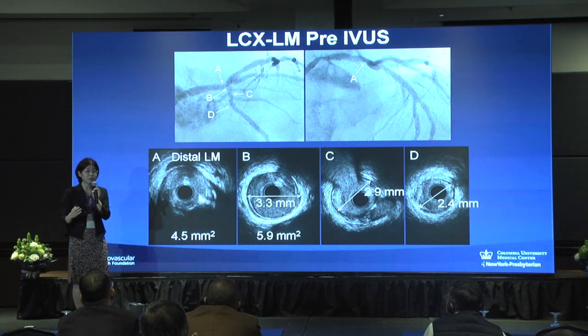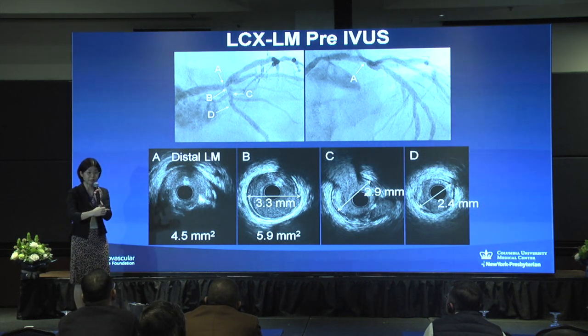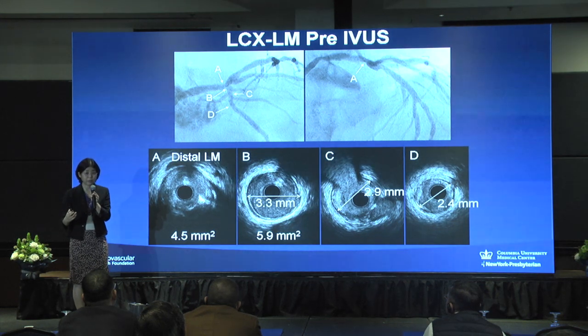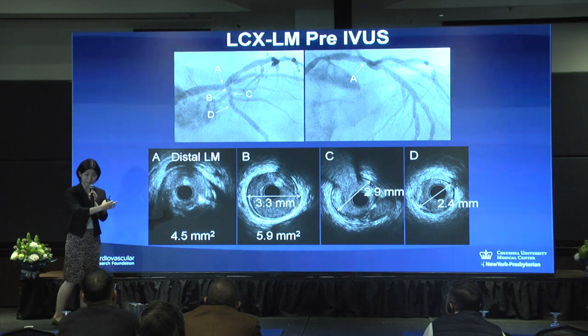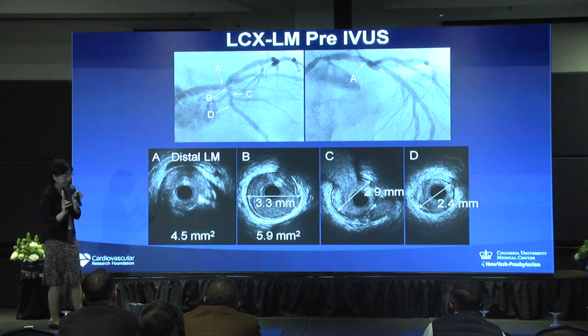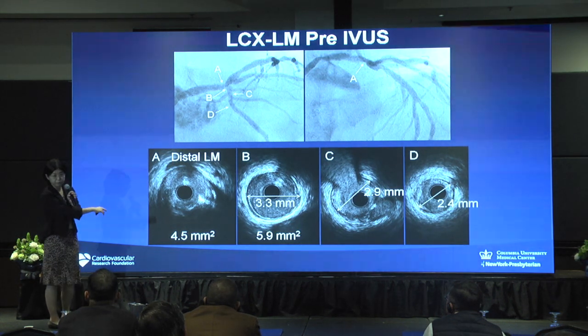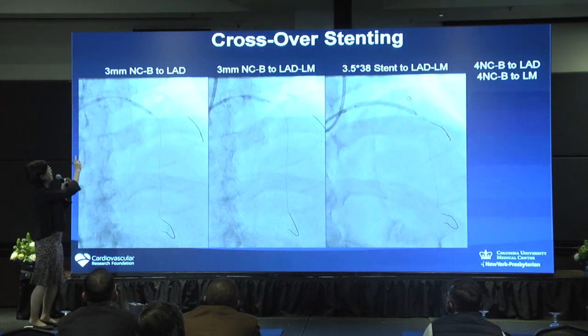So if we need to stent in this circumflex, we have to put a very small stent, which is not very good. That's our concern based on this circumflex IVUS. Additionally, we check the left main, confirming the significant disease, right? Okay, so we did the stent.